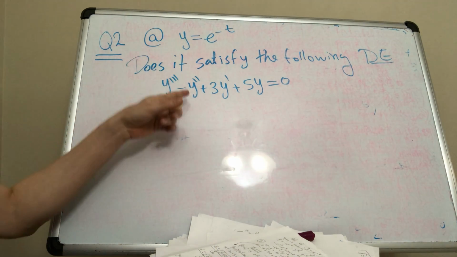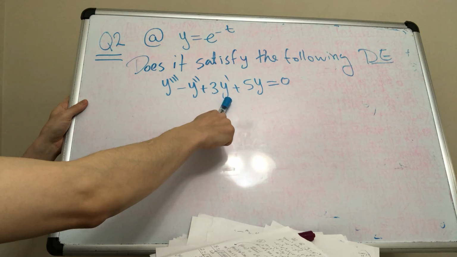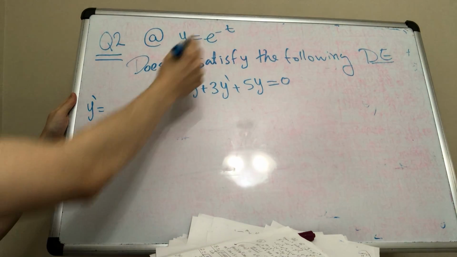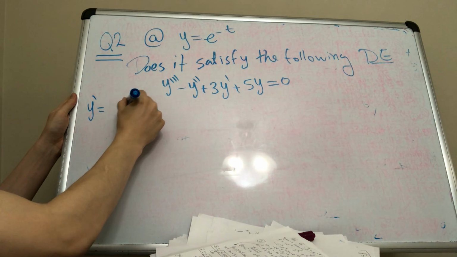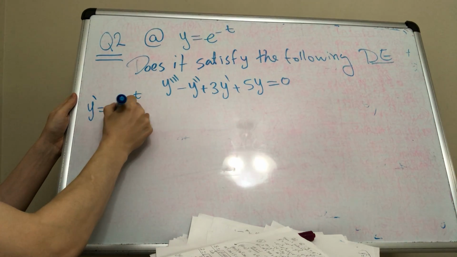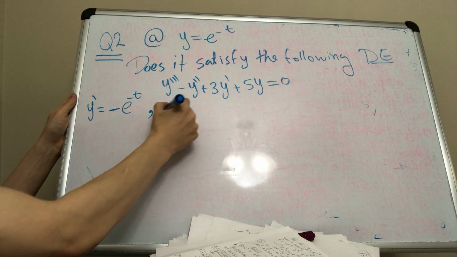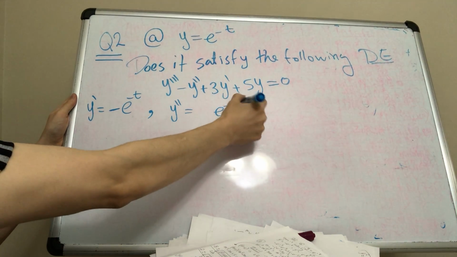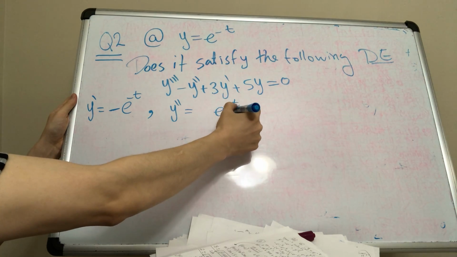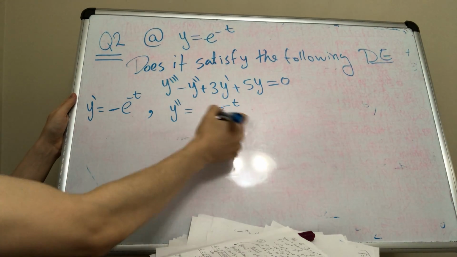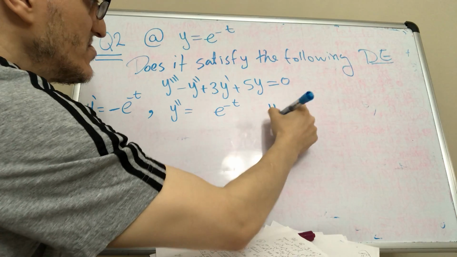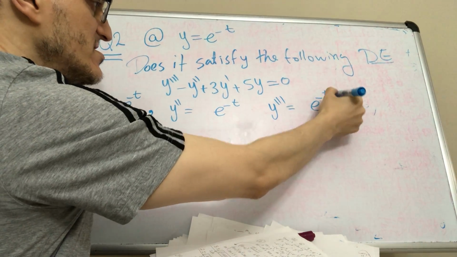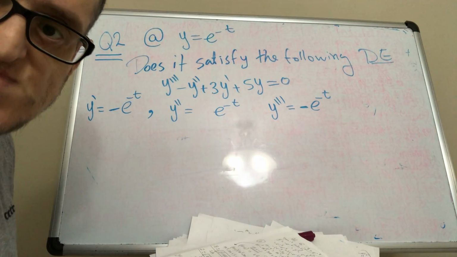To see if this satisfies this, we need to take the first derivative, second, and third. The first derivative of this, any e, would be itself times the derivative of the exponent. The second derivative would be e times the derivative of the exponent, minus, and there's a minus, which turns into plus. The third derivative of this would be itself times the derivative of the exponent.